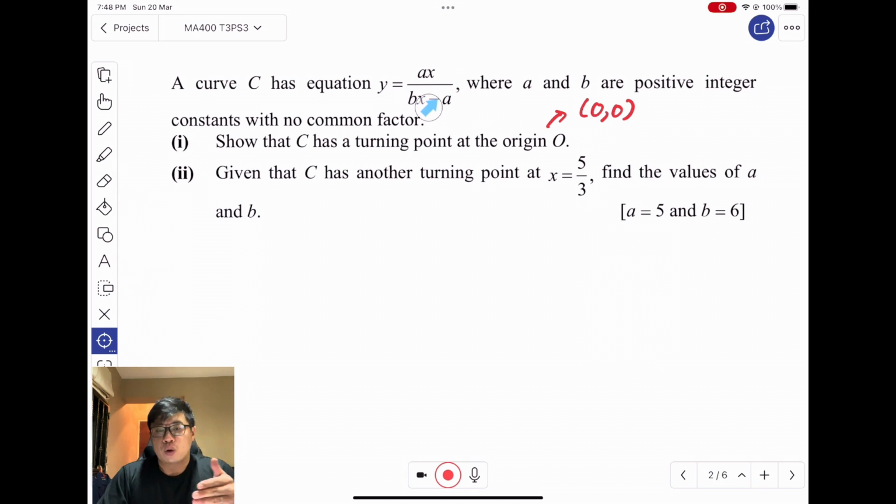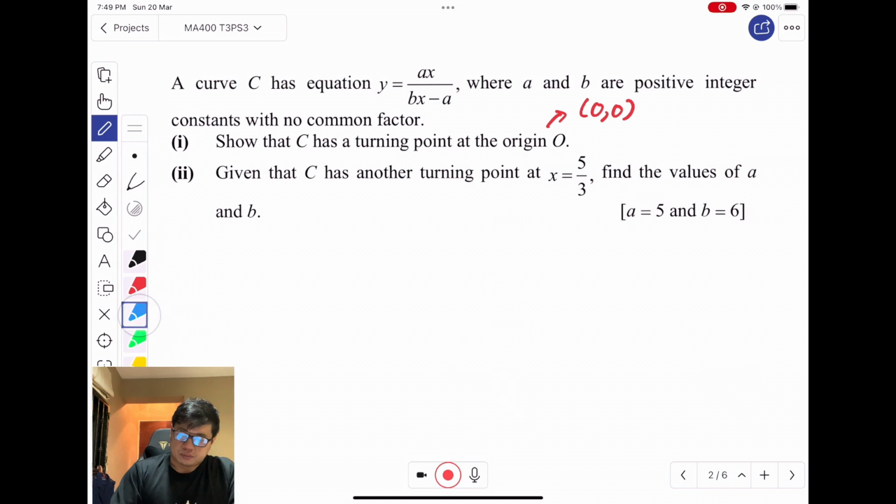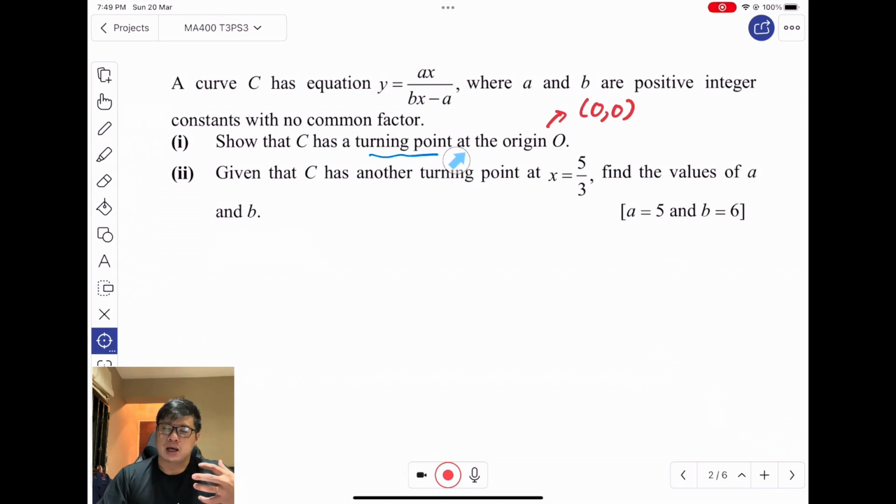And not only that, we also need to show that this is not just a stationary point, but also a turning point, because we do not stop at showing that dy/dx equals 0. It can also be a stationary point of inflection. If it's a stationary point of inflection, then it will not be a turning point. Don't worry, let me get into that very quickly.